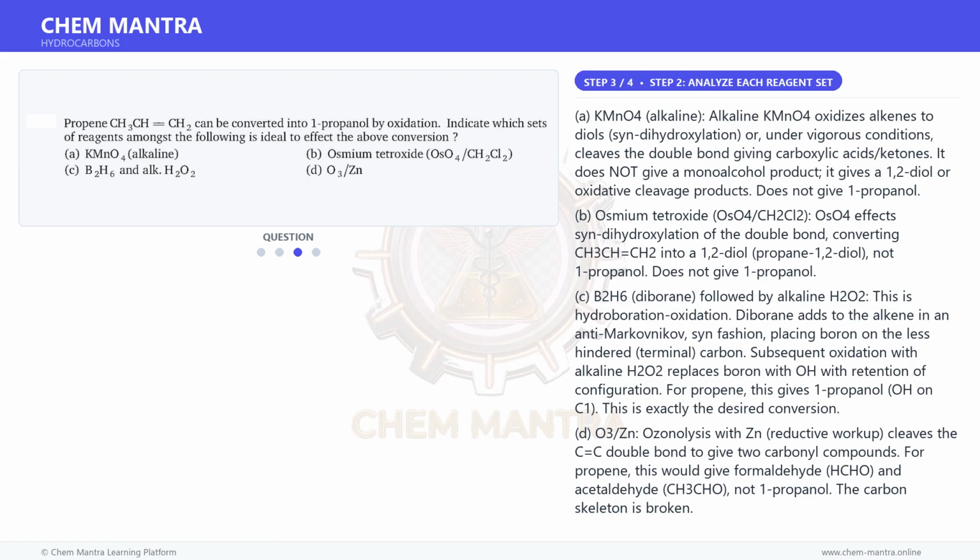D. O3/Zn, ozonolysis with Zn, reductive workup, cleaves the C=C double bond to give two carbonyl compounds. For propene, this would give formaldehyde, HCHO, and acetaldehyde, CH3CHO, not 1-propanol. The carbon skeleton is broken.